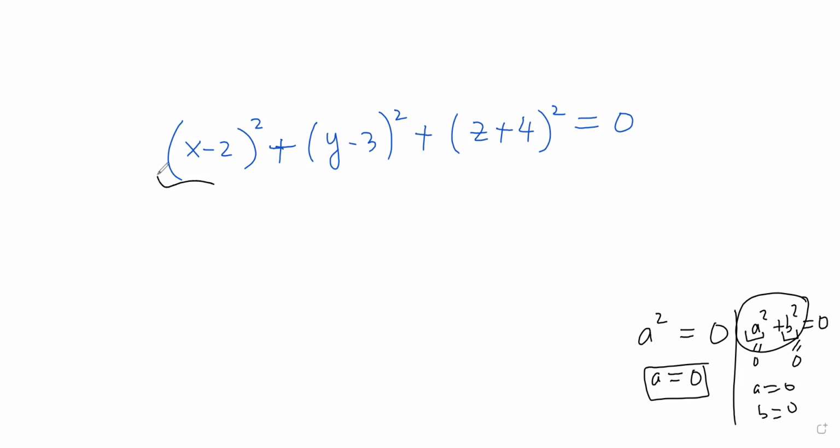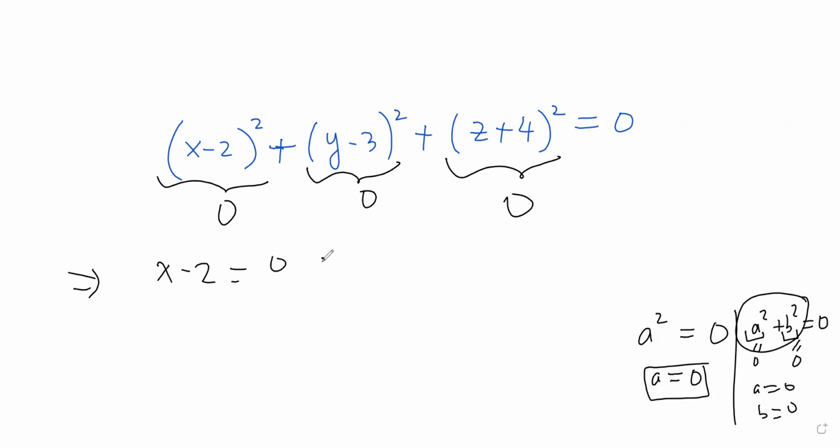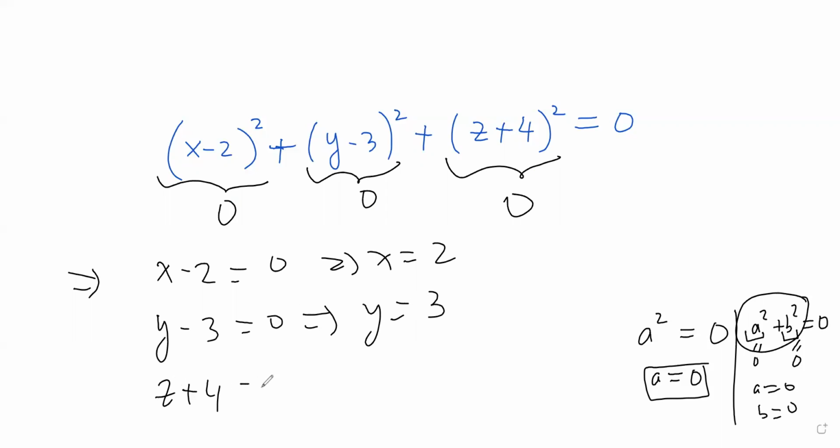So this must be 0. This must be 0. This must be 0, right? Otherwise, you cannot make that 0 because squares of something are always positive, right? Okay, so then I have x minus 2 equals 0, then x equals 2. Then I have y minus 3 equals 0 and y equals 3. And then I have z plus 4 equals 0 and z equals negative 4.